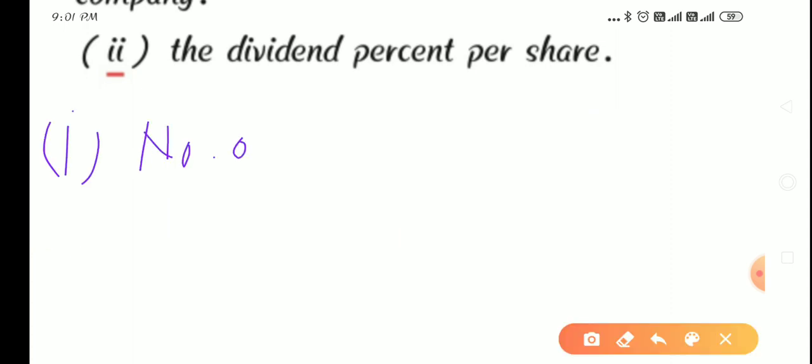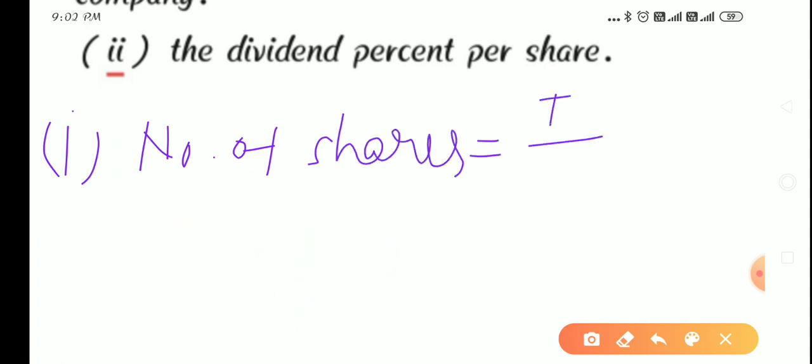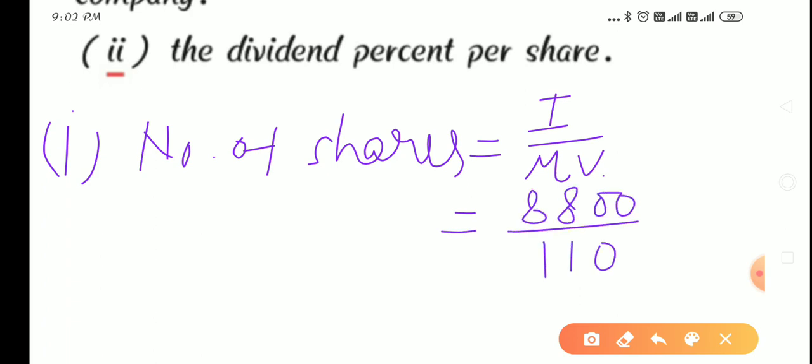So first part, number of shares, investment upon MV. Investment is 8800, MV you calculated 110. So 11 8s are 88, 80. So number of shares 80. Now you have to calculate dividend percent. So how can you calculate dividend percent?